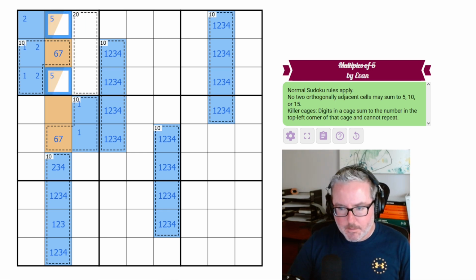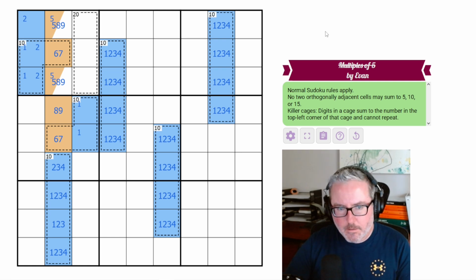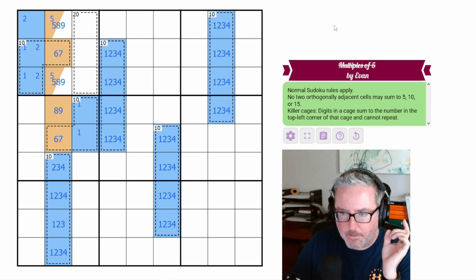Whew. So this is the possibility here of 5, 8, 9. Let's put that in. And this has to be from 8 or 9. Do we have a negative constraint that we can use here that I hadn't thought about?